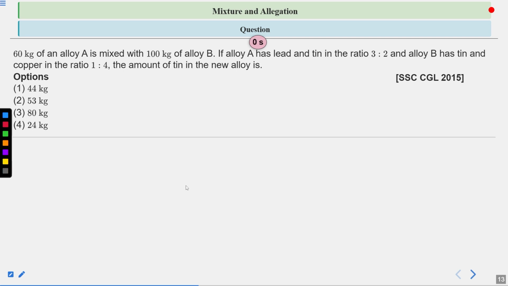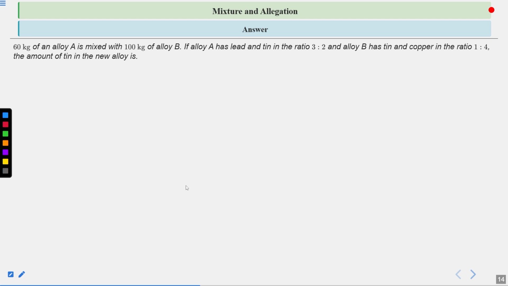Now time's up. Let's see the solution of this question. So the question says that 60 kg of alloy A is mixed with 100 kg of alloy B, and the ratio of lead and tin in alloy A is given, which is 3:2. So we can calculate it. 3 plus 2 is 5 units. 5 units is equal to 60. So we can calculate the 3 units value, which is lead, and the 2 units of the 60.